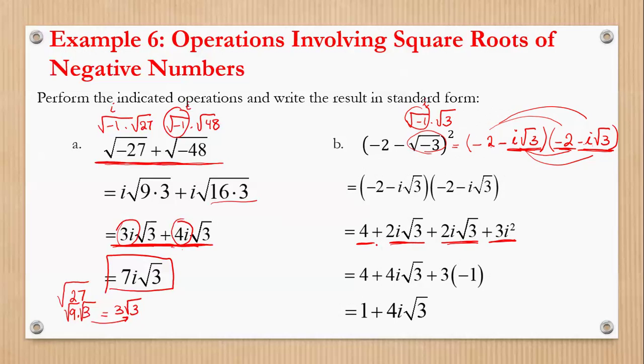These two are like terms. We can combine them. 2I root 3 plus 2I root 3 is 4I root 3. I can replace I squared by negative 1, and positive 3 times negative 1 is negative 3. And these are like terms, so I can combine them. 4 minus 3 is just 1. So the final answer is 1 plus 4I root 3.